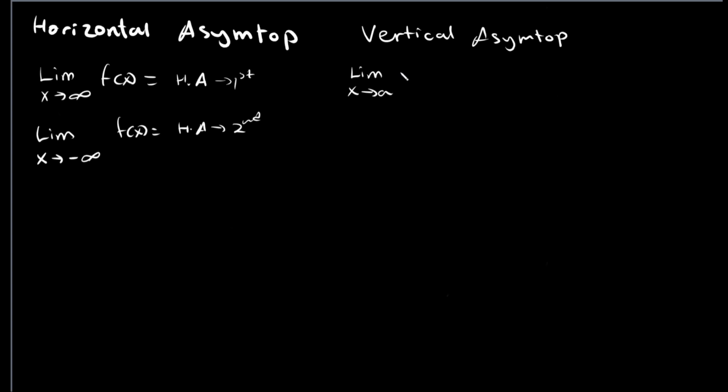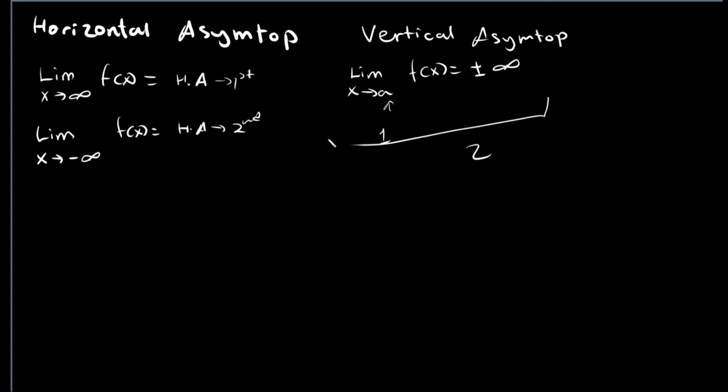We want to find when the limit as x approaches a of a function f(x) equals plus or minus infinity. So as I said, your goal when you're trying to find a vertical asymptote is to find what your a is, and whether the limit is equal to plus or minus infinity. So this is your first one you want to find, and you want to find this limit as your second step.